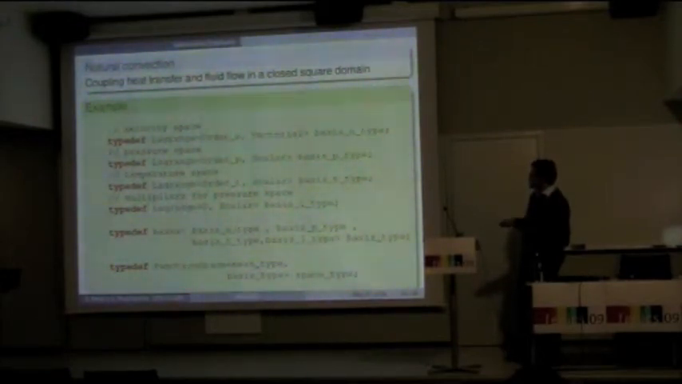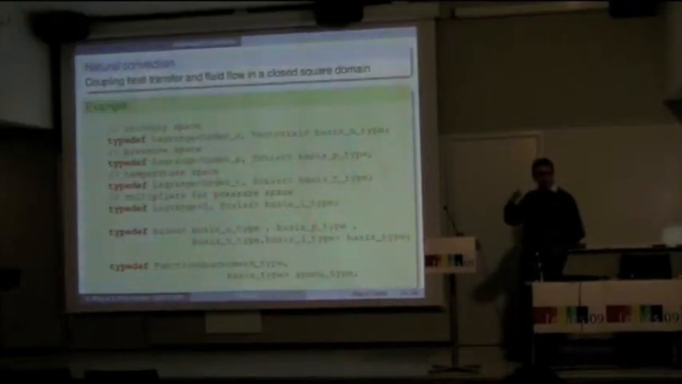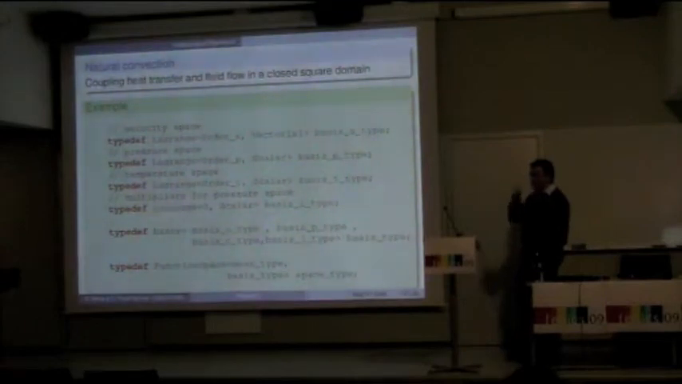A more complicated example here. This is just a snippet of one of our tutorial examples. It's a coupling between heat transfer and fluid flow in a closed square domain. Basically, it's natural convection. So you heat up on one side and you look at the fluid flow inside the box.